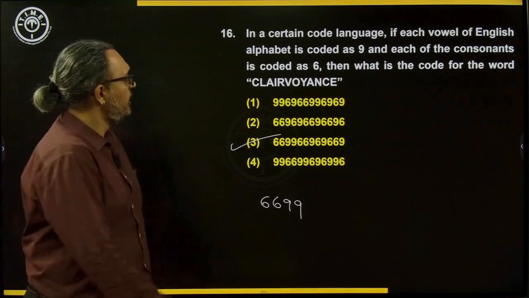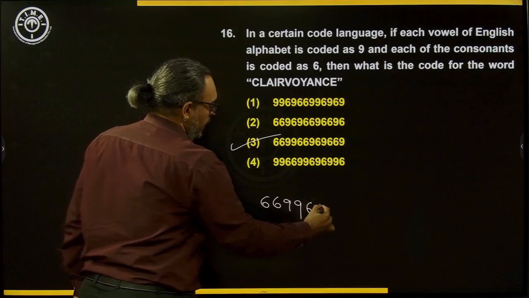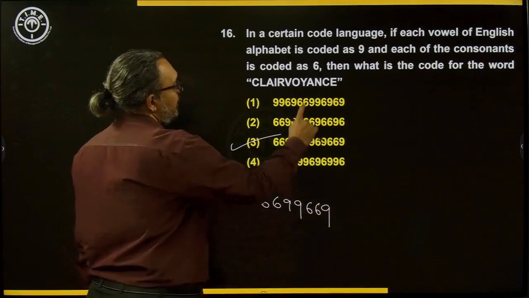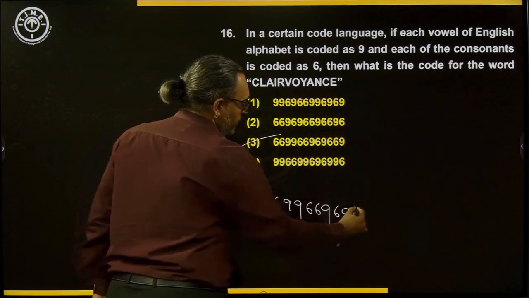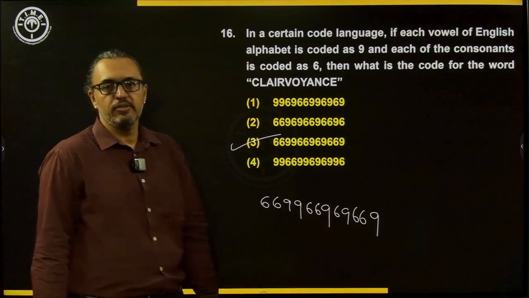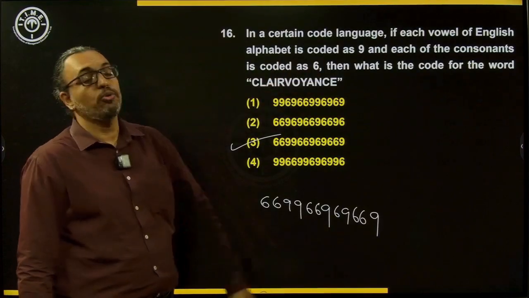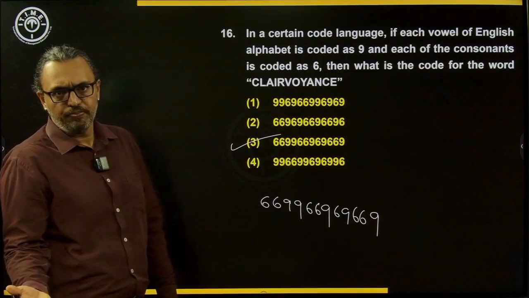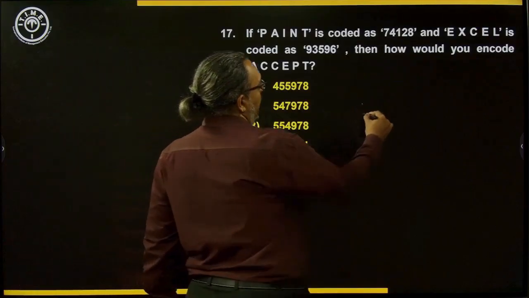That's all. Then the remaining RVO, which is again double 6, 9. Then 6, 9, YA, then NCE, double 6, 9. So that is what it matches. All the consonants you code 6, all the vowels you code 9. That's all. You get your answer. You can do this orally also. Correct?